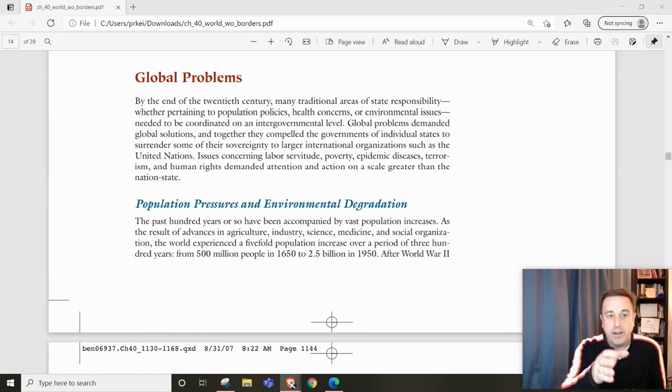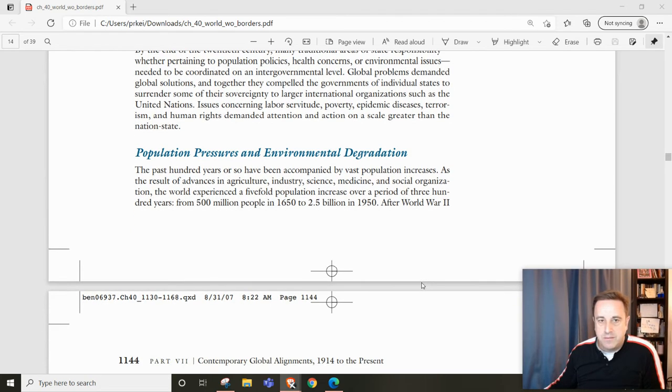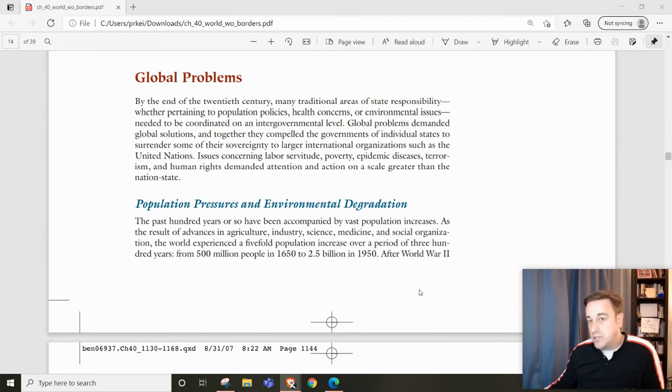All right, here we are on the third heading, which is global problems. I'm going to talk to you about population pressures and environmental degradation. So we're in the midst of what's called the J curve, which is a huge explosion in population.